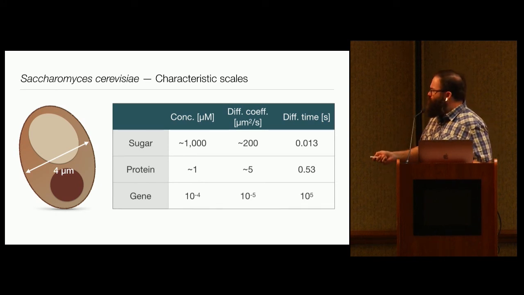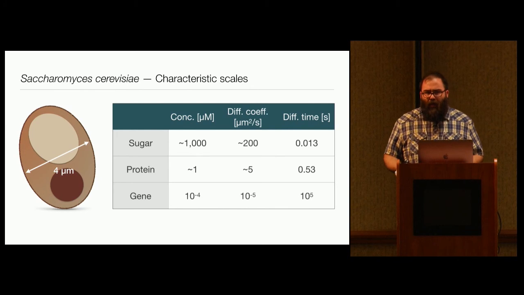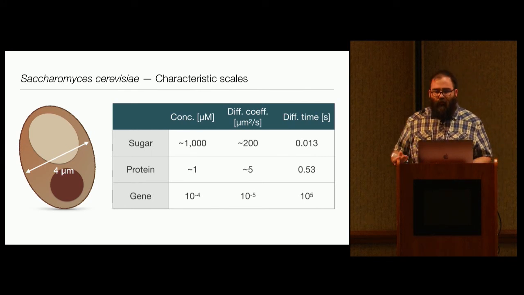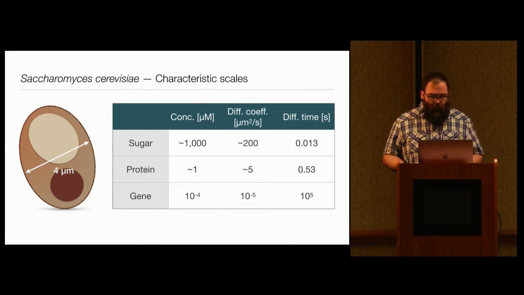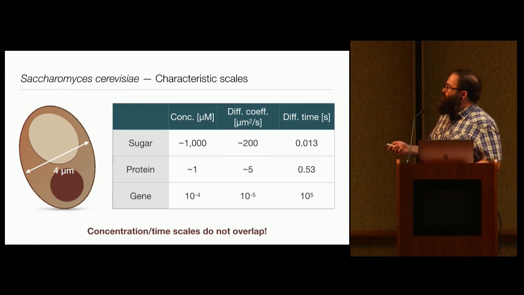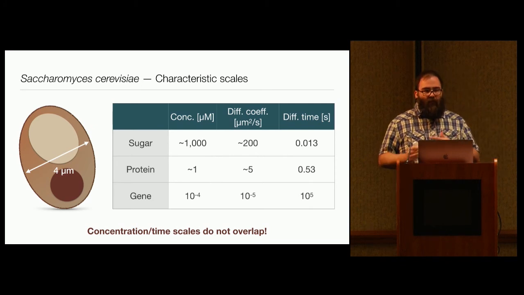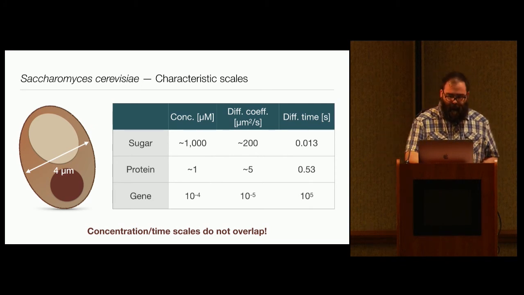And finally, there are also genes in the cell. And genes are usually found 1 or 2, maybe more, depending on the particular organism. And those don't typically diffuse, but they do move. So what you can see here is there's a separation of concentration scales, a pretty wide separation. And we're going to take advantage of that in order to speed up these simulations.